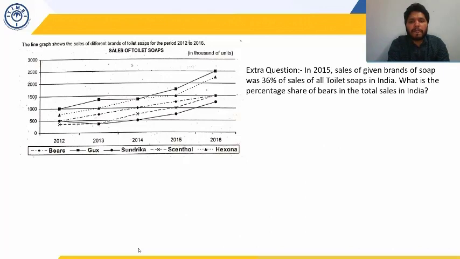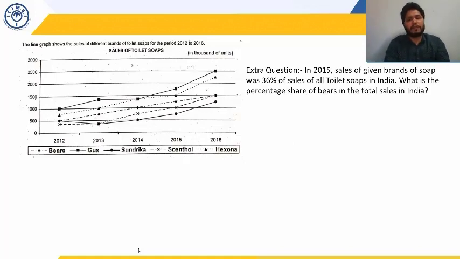So what does this question say? In 2015, the sales of the given brands of soap was 36% of the sales of all the toilet soaps in India. What is the percentage share of Beers in the total sales in India? In the previous question, it was given for 2016. Now in 2015, the sales of the given brands of soap was 36% of sales of all the toilet soaps in India. What is the percentage share of Beers in the total sales in India? We need to find out.